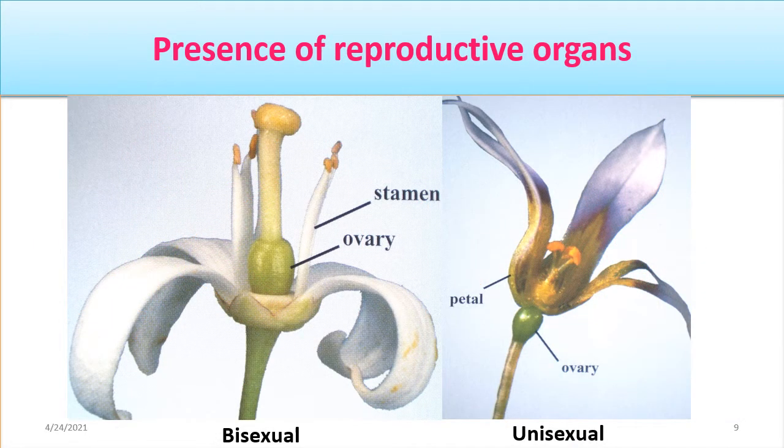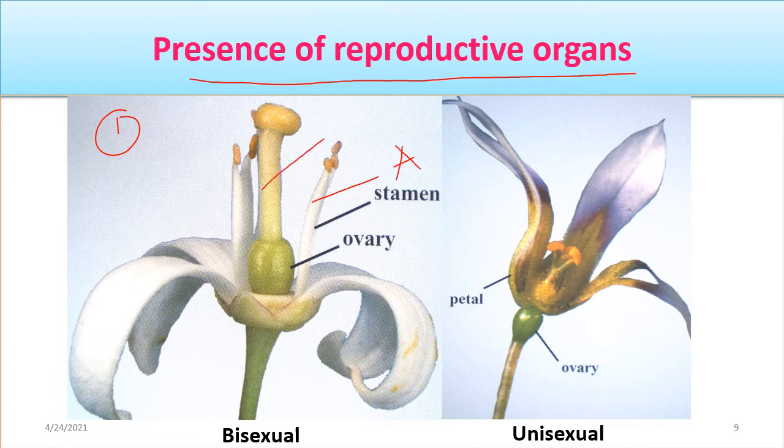The next characteristic studied under the flower is the presence of reproductive organs. Now what are the reproductive organs? Androecium and gynoecium. If you look at the first picture, this is androecium and this is gynoecium, and both are present. Due to the presence of male and female reproductive structures, this flower is called bisexual.